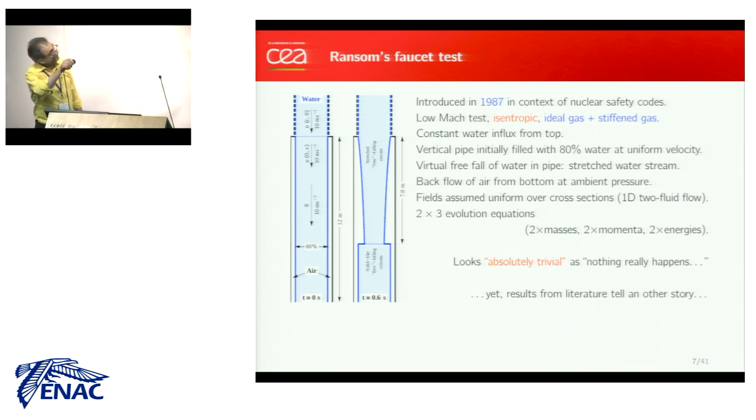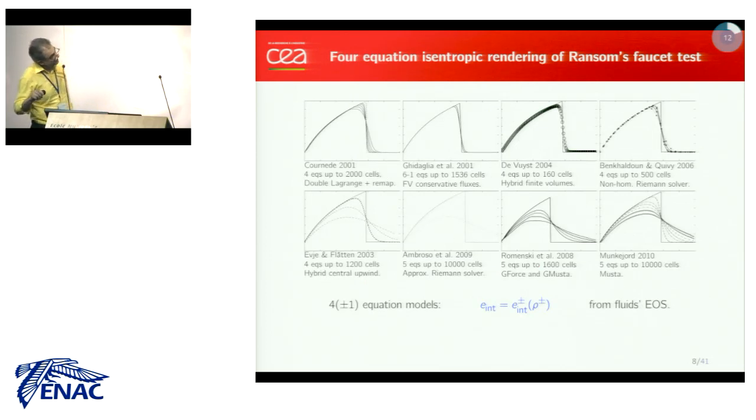And so basically this profile can be simulated, and most of the codes actually use a 4-equation model, so 2 mass conservations for water and air and 2 momentum equations for water and air, but algebraic closures for the internal energies of water and air. Well, all of these codes basically get nice results. You have, of course, numerical diffusion and other small artifacts, but they're well understood, and basically if you increase the number of mesh cells, you eventually recover proper convergence.